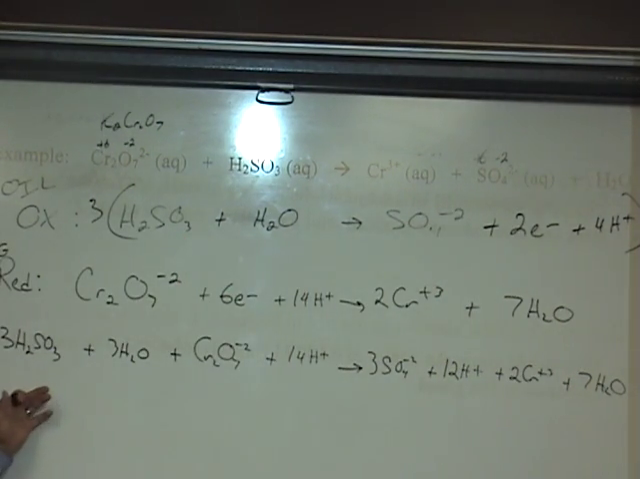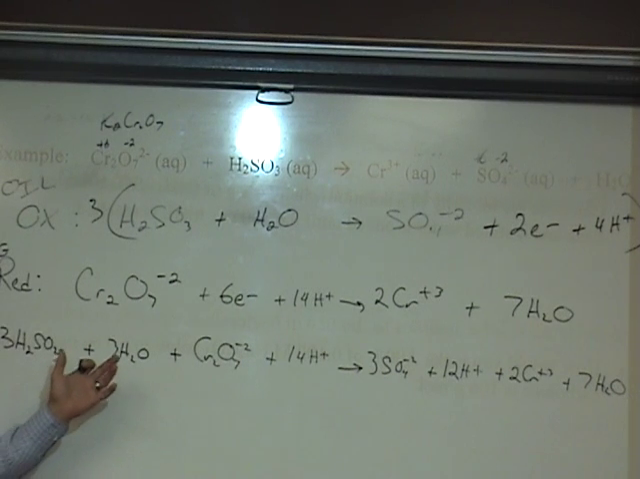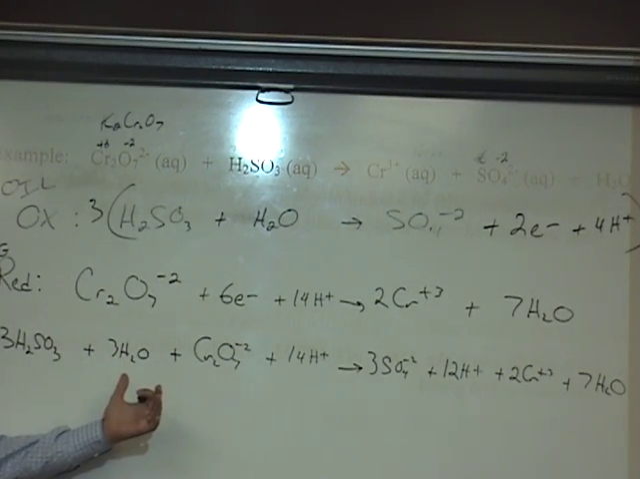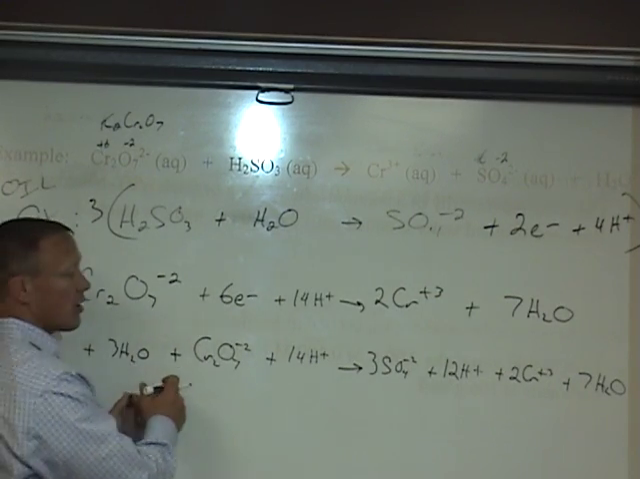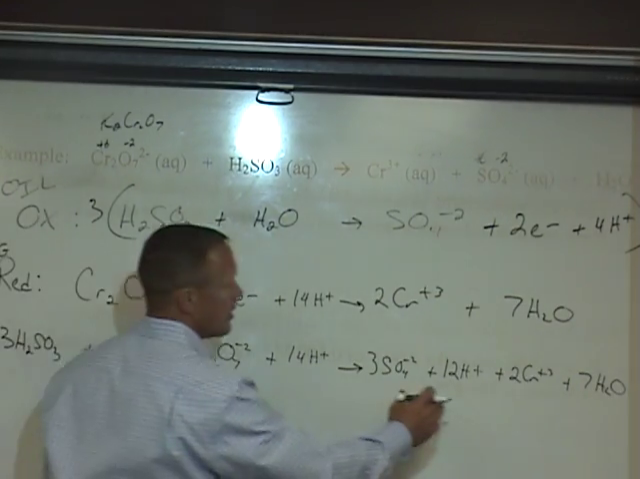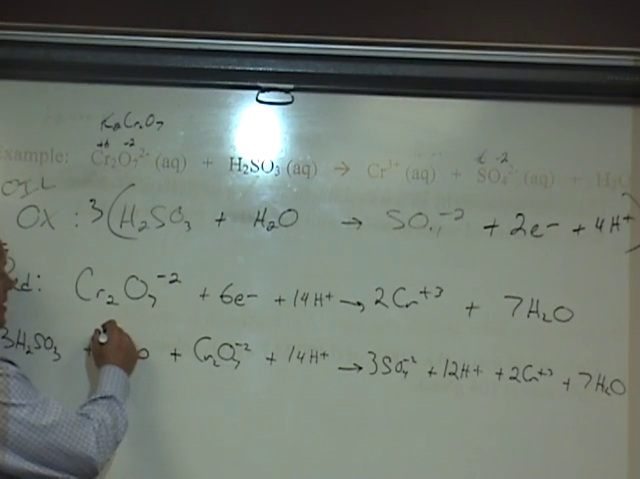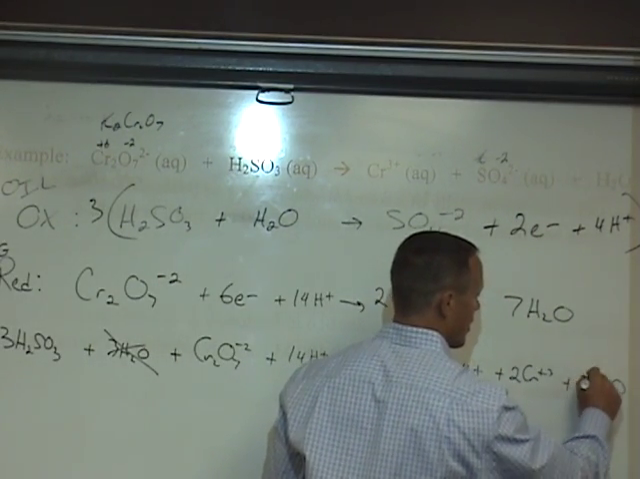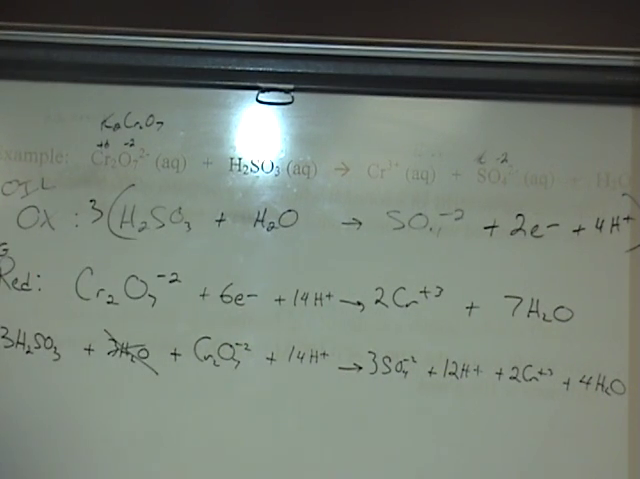This is still not our net equation. Okay, that's everything combined. But we want to know net. Like for example, 3 waters were used, but how many were produced? 7. So what's the net there? Net would be 4 produced, right? Does that make sense? 3 were used, 7 produced. So the net would be, those would be gone, and this would become a 4. Anything else that we can adjust?